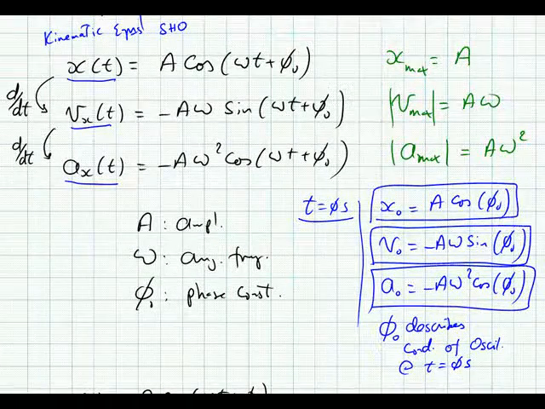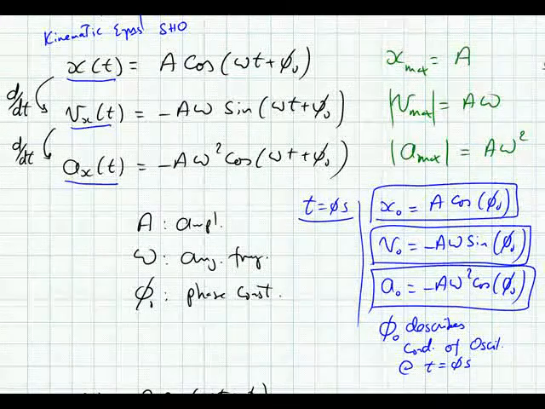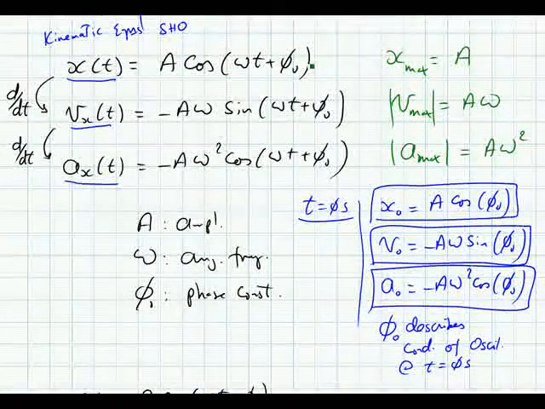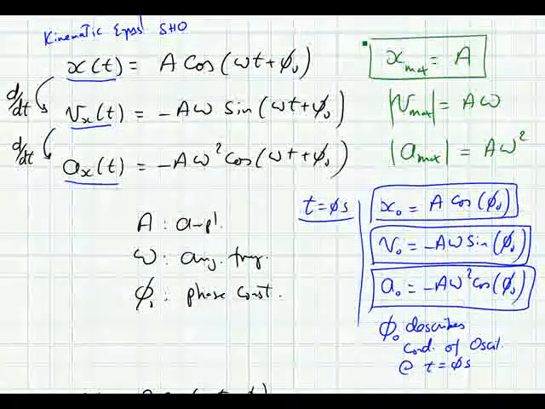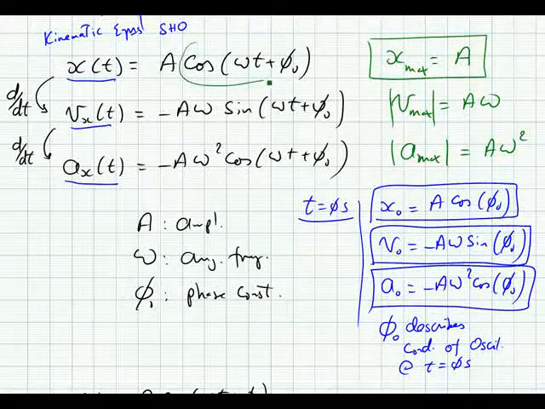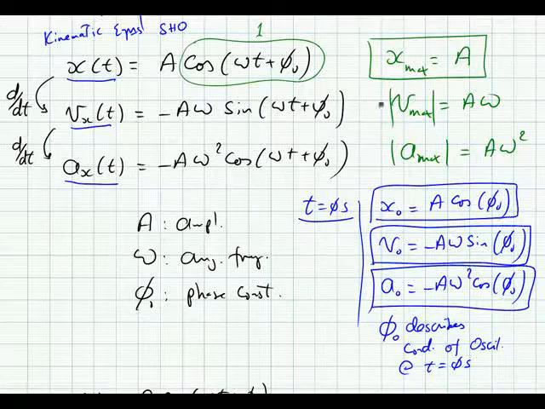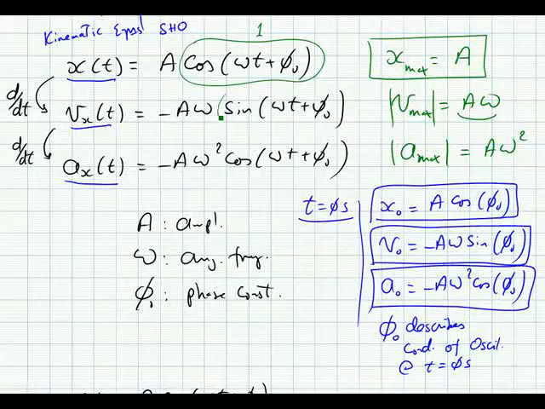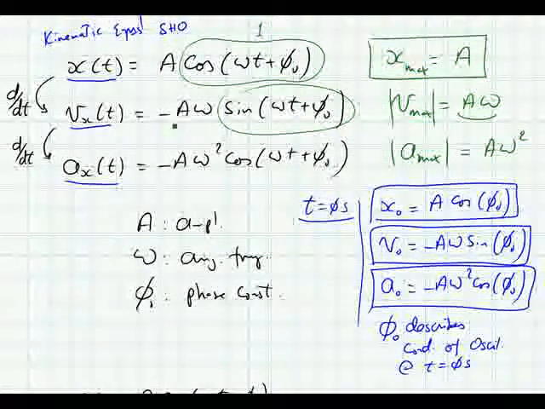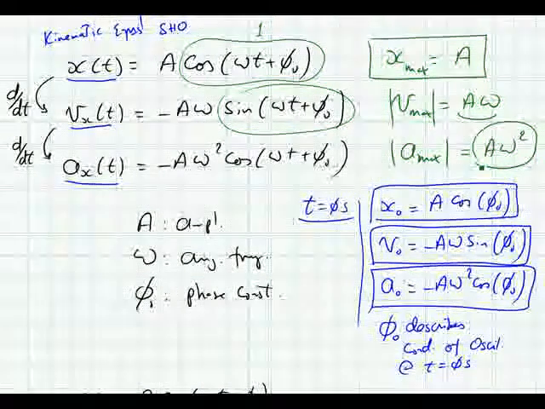The other thing to note is that by simply looking at the kinematic equations, we can deduce that maximum displacement is equal to A, because the maximum value that this trig function can take is 1, and the maximum value that the velocity function can have is A omega, using the same argument for the maximum value of the sine function here, and the maximum value of the acceleration is A omega squared.